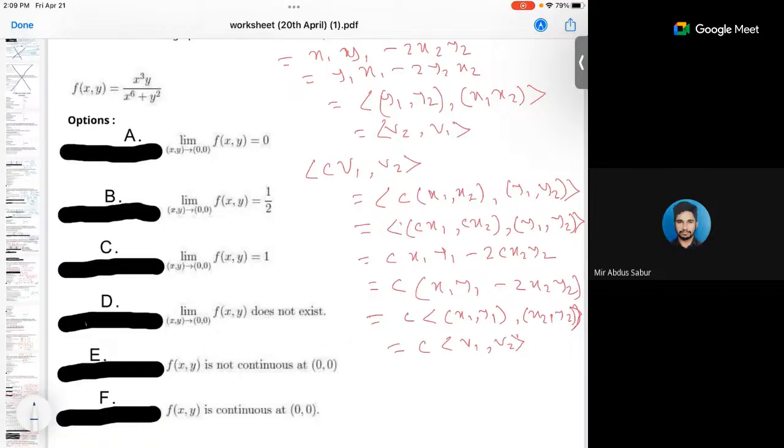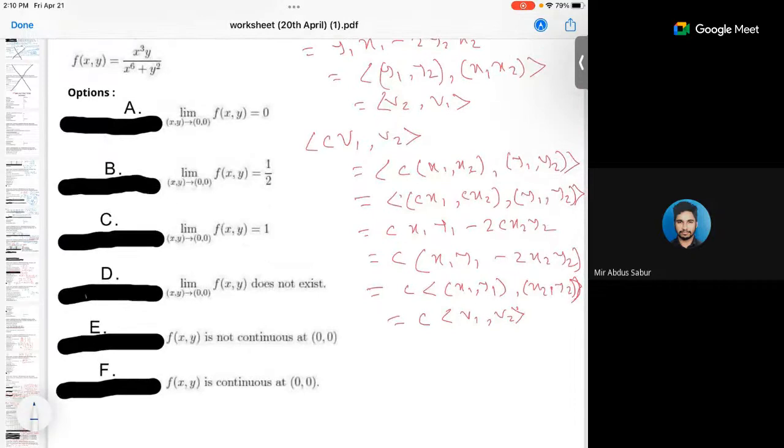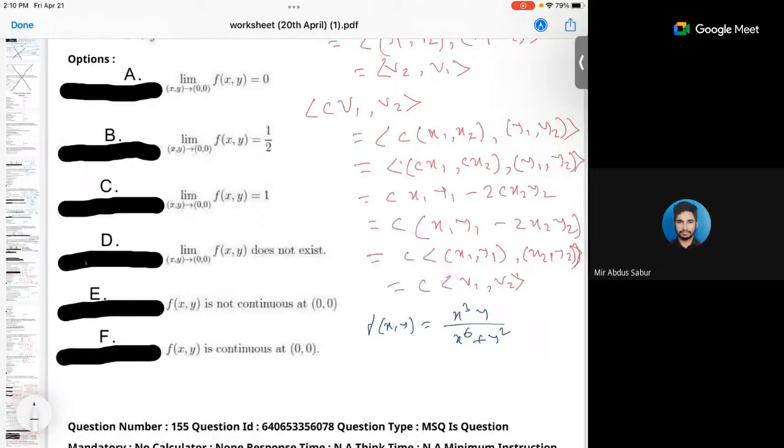Hello, I hope all of you get it. I am starting to solve. In this question, the function f(x,y) is given this way: f(x,y) = x cube y by x^6 plus y square. If you want to find the limit, you can check how the function behaves through the x-axis and through the y-axis. Through the x-axis it will be 0, through the y-axis it will be 0, right?